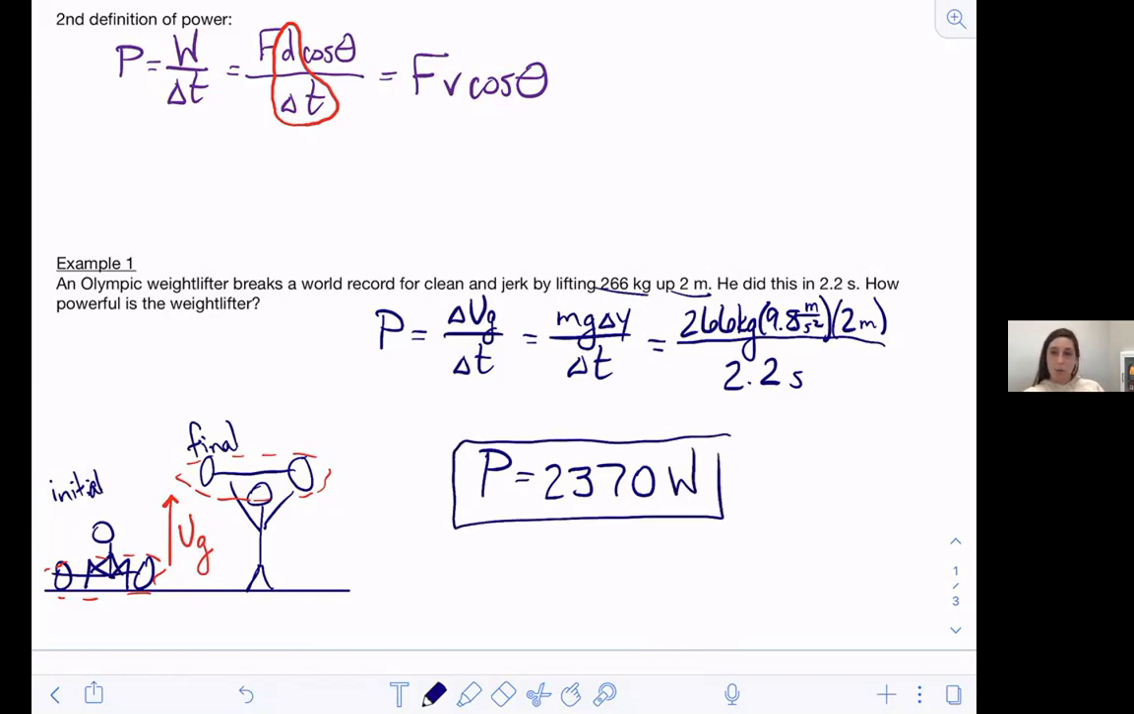That is how many watts of power that this weightlifter exerted.